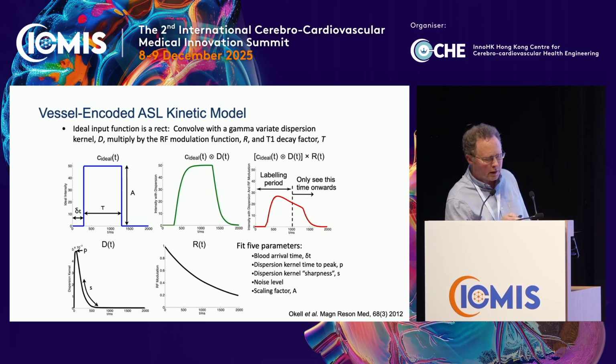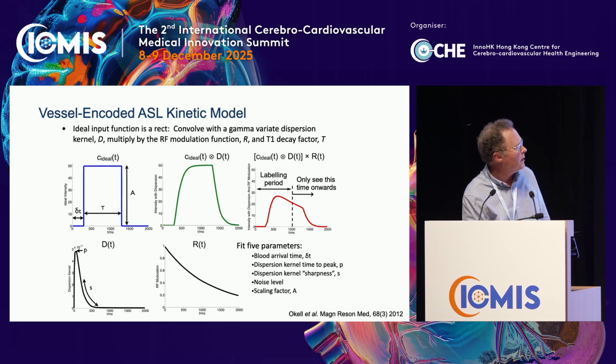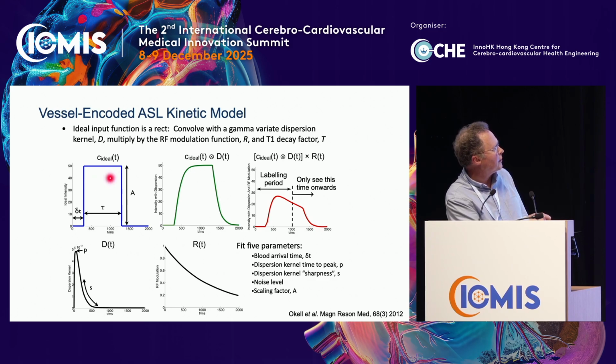You can also apply a kinetic model to this type of data. So if we model the bolus itself, the pseudocontinuous ASL bolus, as a top hat function, we then need to convolve it with some kind of dispersion function, which is shown at the bottom here, which has a time to peak and also a sharpness associated with it. We need to apply some T1 relaxation as well. And so this is the signal model that we expect to see in the data that we actually acquire.